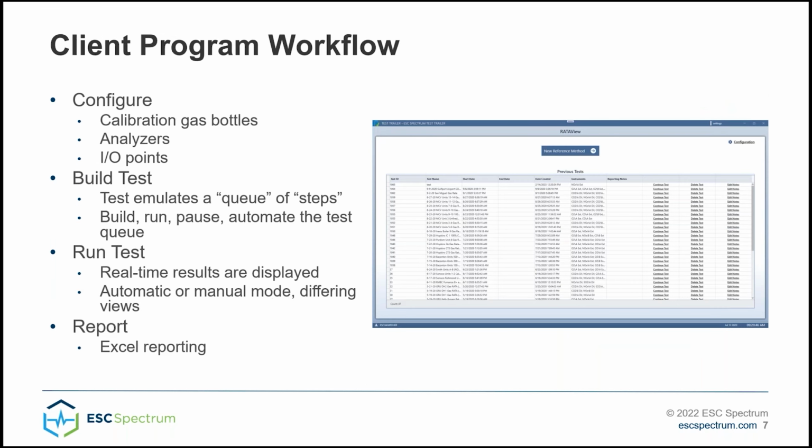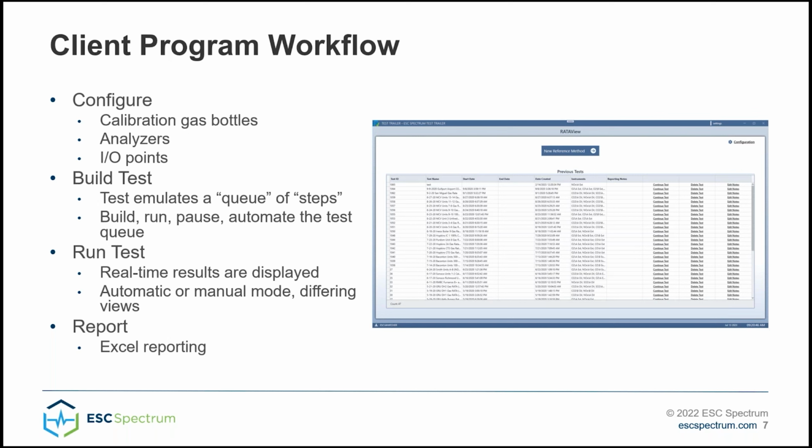The client itself has 4 areas of functionality. The first part is a configuration page that allows you to add or retire bottles, view I/O, change certain instrument settings, and so on. The second part is building a test by either creating a queue from scratch or using a previous test as a template of sorts.